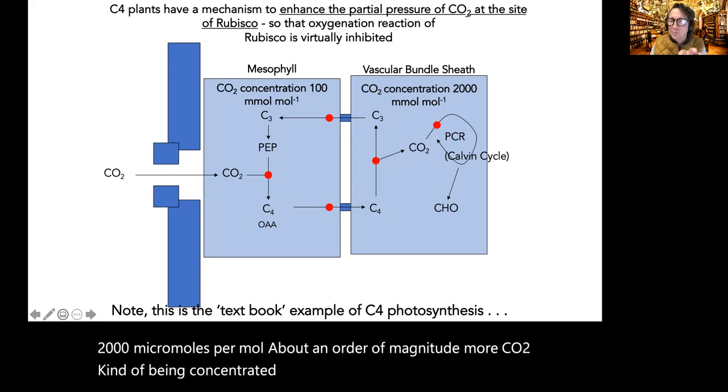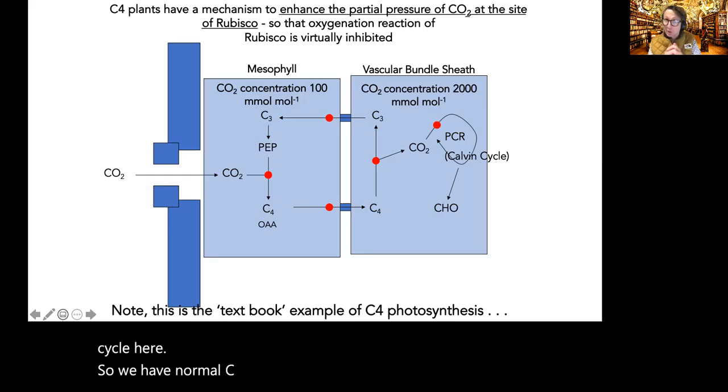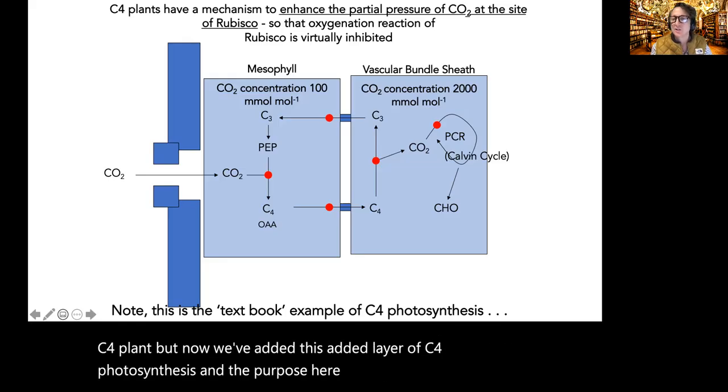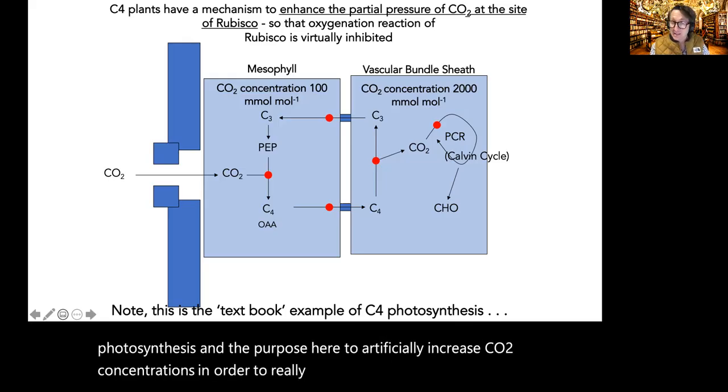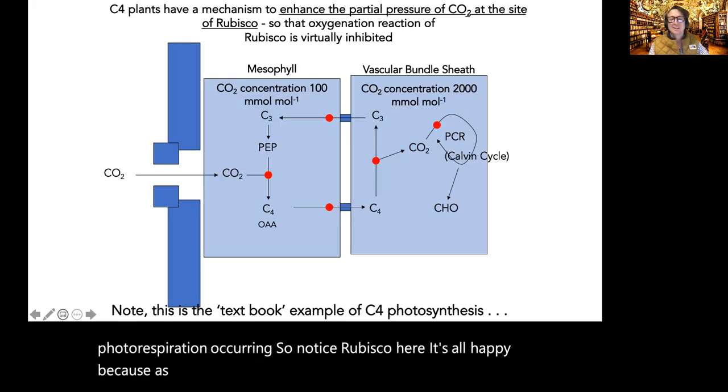So notice we have our normal carbon reactions, or Calvin cycle, or PCR cycle here. So we have normal C3 photosynthesis occurring within the C4 plant, but now we've added this extra layer of C4 photosynthesis. The purpose here is to artificially increase CO2 concentrations in order to really limit, basically stop, photorespiration from occurring. So notice Rubisco here, it's all happy because it has this high concentration of CO2.